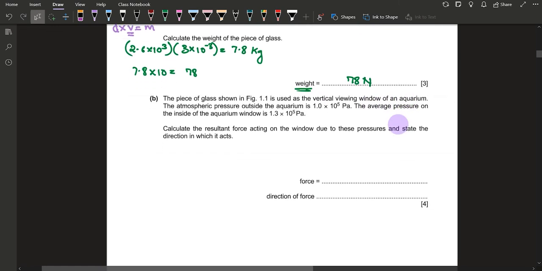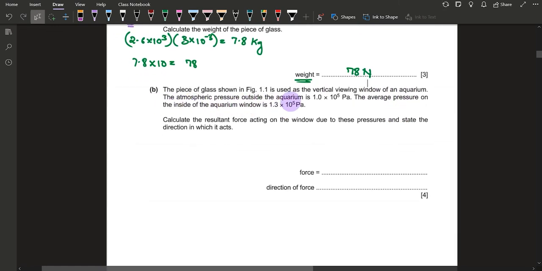Part B says the piece of glass shown in figure 1.1 is used as the vertical viewing window of an aquarium. The atmospheric pressure outside the aquarium is given. The average pressure on the inside of the aquarium window is given. Calculate the resultant force acting on the window due to these pressures and state the direction in which it acts.